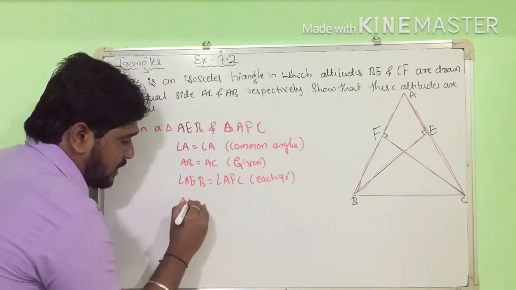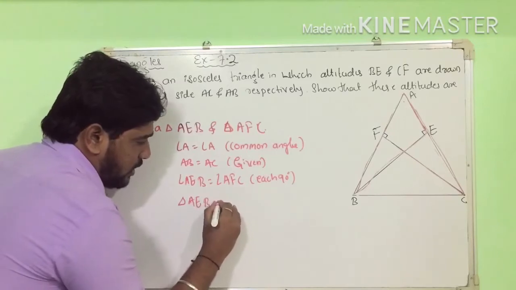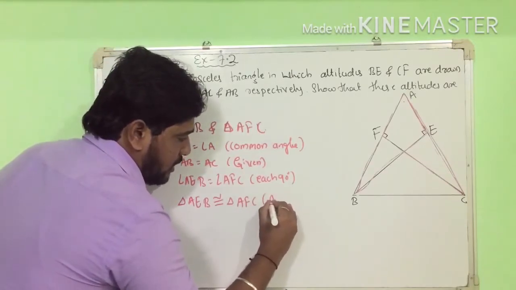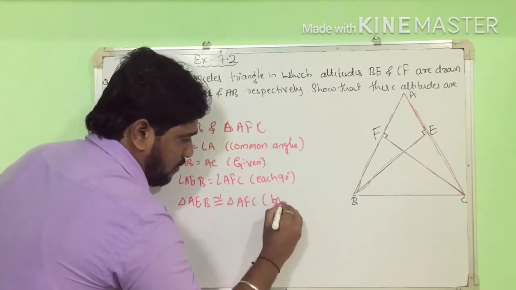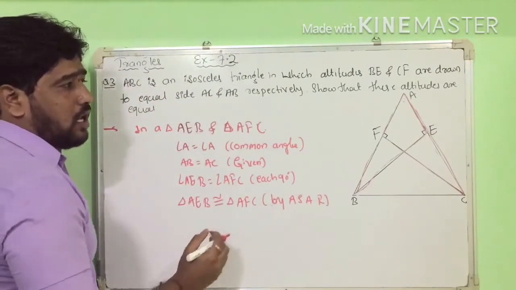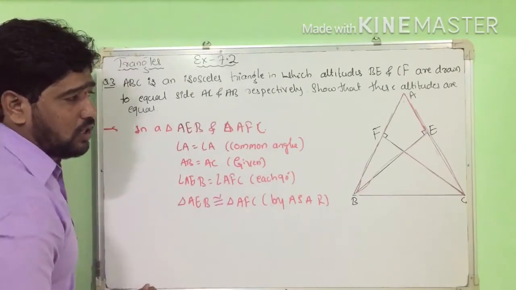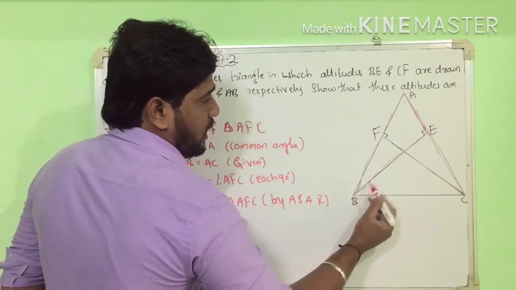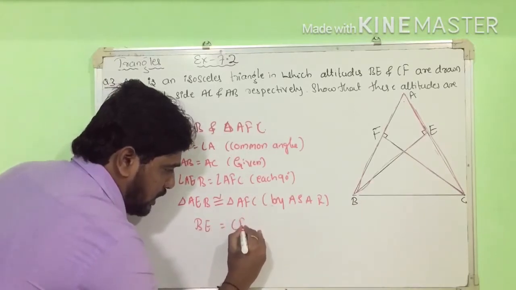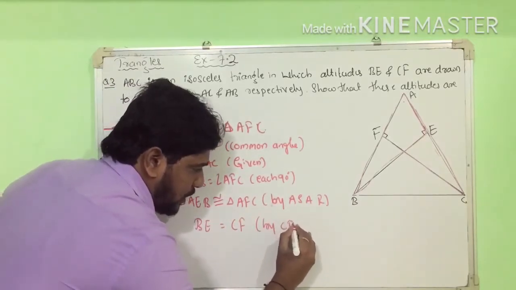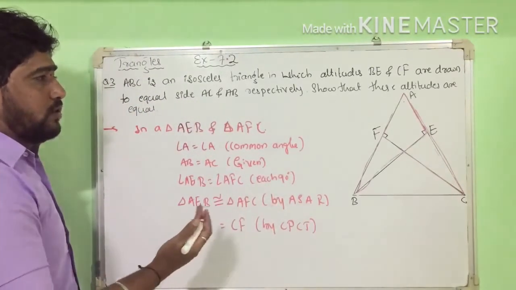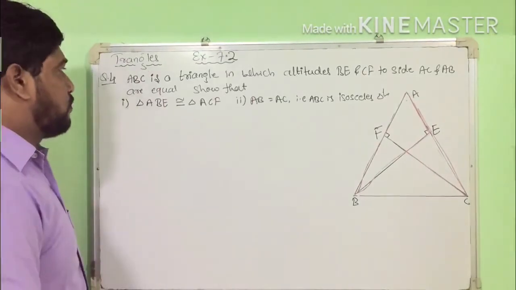The triangle AEB is congruent to the triangle AFC by the angle side angle rule. So these two triangles are congruent to each other, which means their corresponding parts are equal. So BE is equal to CF by CPCT, corresponding parts of congruent triangles. So therefore the altitudes are equal. Well students, the fourth problem.